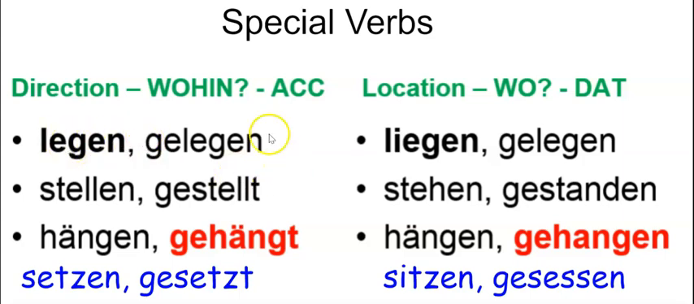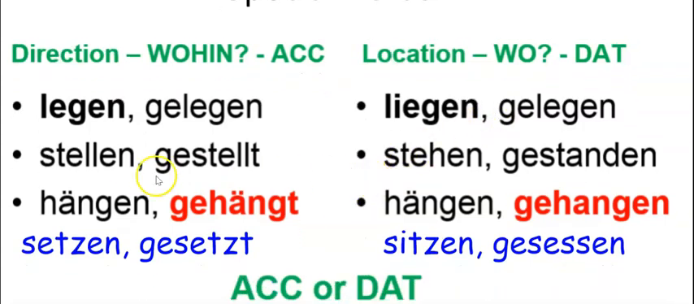Legen, the past participle is gelegt. Liegen, the past participle is gelegen. So they have similar past participles. Stellen, gestellt. Write down the past participle, since you've been doing past tense as well. Stellen, you're in the process of placing it. Steht, there it is. It's located there. It's standing there. Stehen, gestanden.